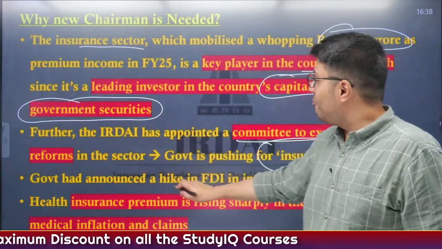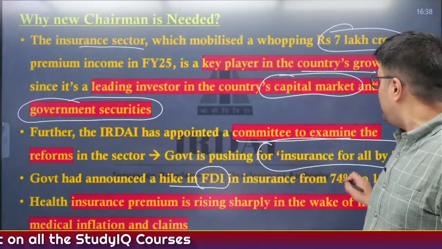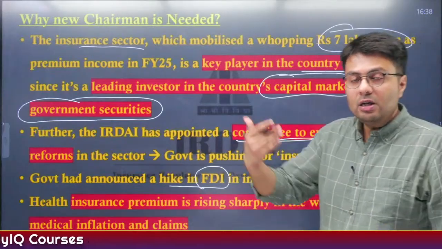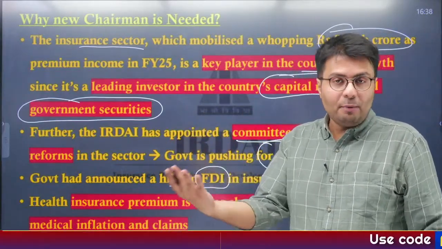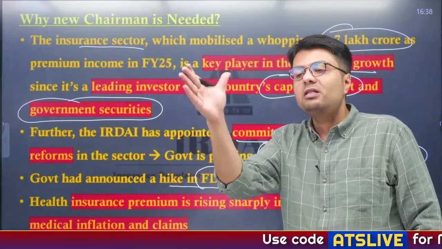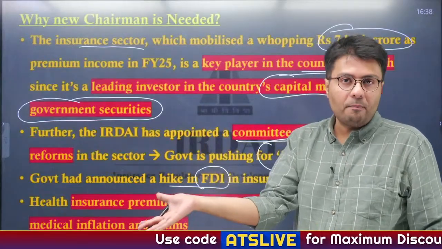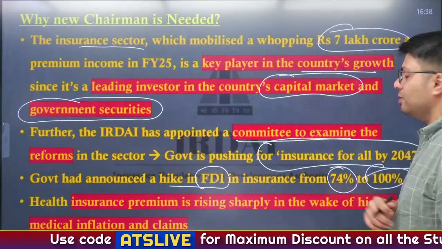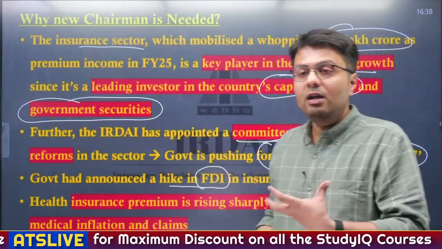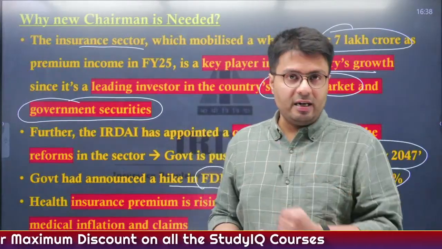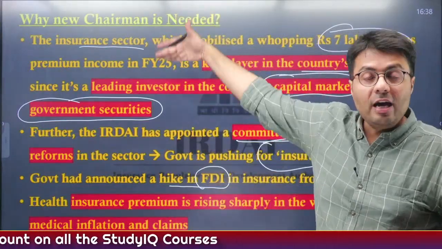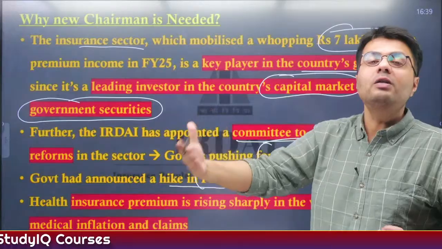Also, the government recently announced an increase in the FDI limit. Earlier only 74% FDI was accepted in the insurance sector, that is, foreign investors could only own about 74% of the company. Now it has been made 100%. So now the sector would also see an increase in foreign direct investment. So you also need a chairperson in the regulator so that they are overseeing the changes in the sector.